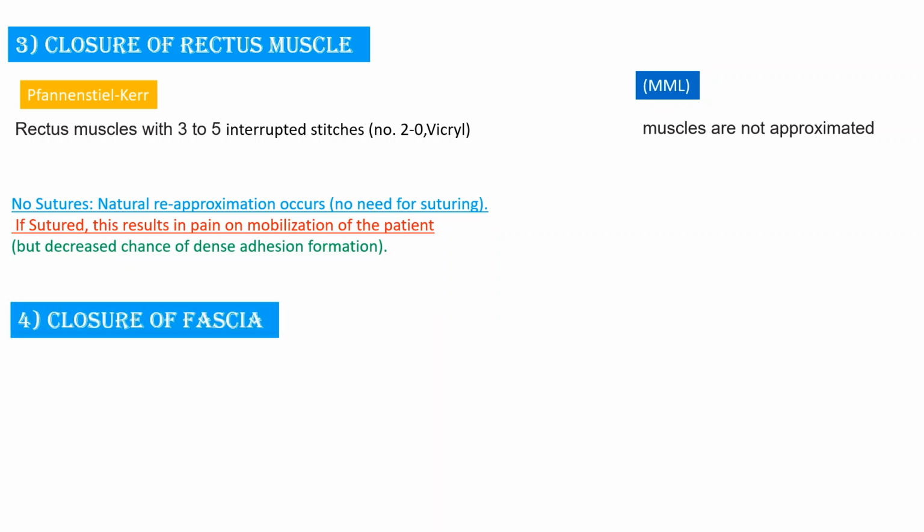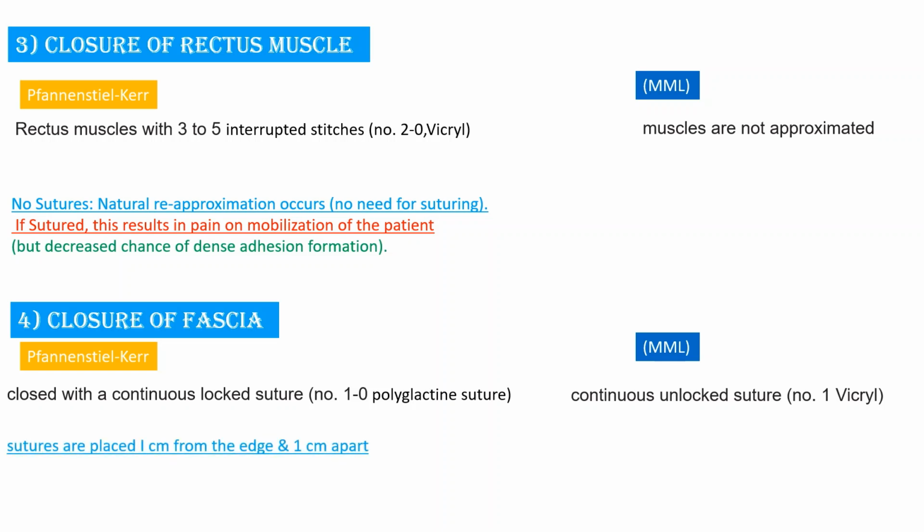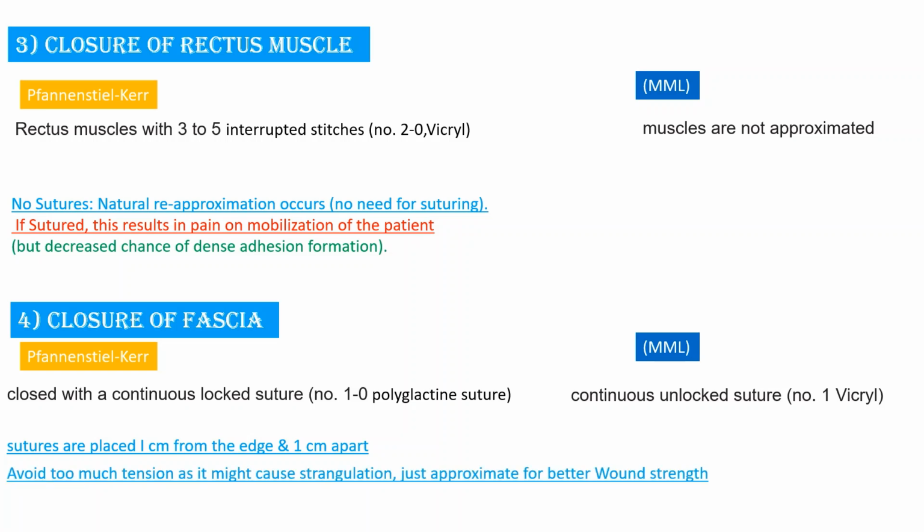Closure of fascia. Pfannenstiel method: closed with continuous locked suture, polyglactin suture 1-0. Modified Misgav: continuous unlocked suture with Vicryl number 1. Sutures are placed 1 cm from the edge and 1 cm apart. Avoid too much tension as it might cause strangulation. Just approximate for better wound strength.